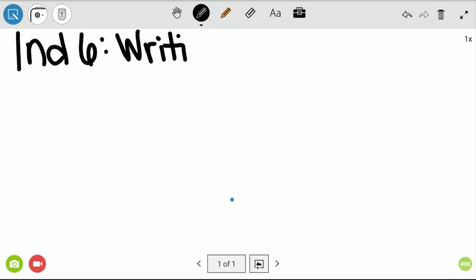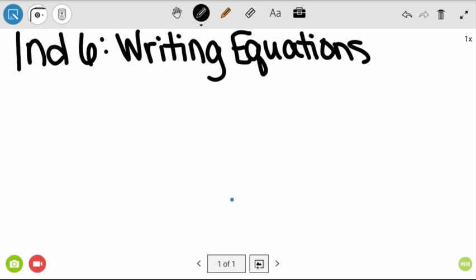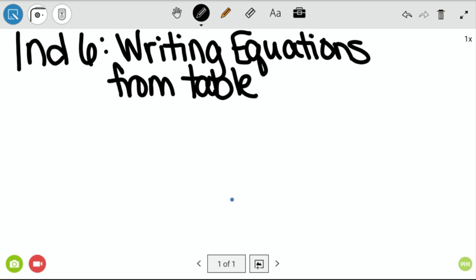So we're still going to write equations for lines, but instead of information being given as a point and a slope or 2 points or things like that, we are going to be writing an equation for a table of values. So you're going to be dealing with X and Y charts.